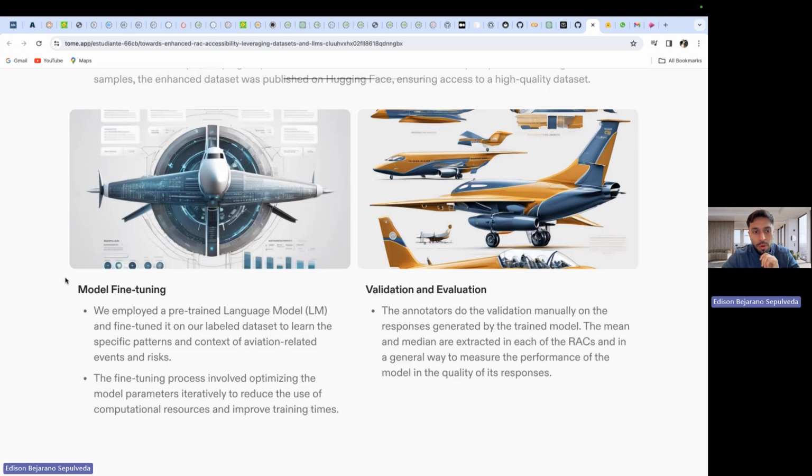The third phase is the model fine-tuning, in which we employed a pre-trained language model and fine-tuned it on our labeled dataset to learn the specific patterns and context of aviation. The fine-tuning process involved optimizing the model parameters iteratively to reduce the use of computational resources and improve training times. The last phase, which is very important, is validation and evaluation. The annotators manually evaluate the responses generated by the trained model. The mean and the median are extracted for each of the RACs, and in general, to measure the performance of the model in the quality of its responses.